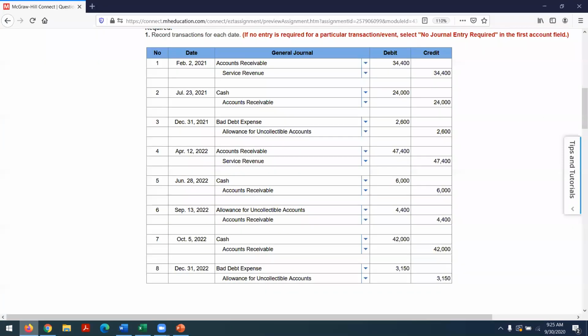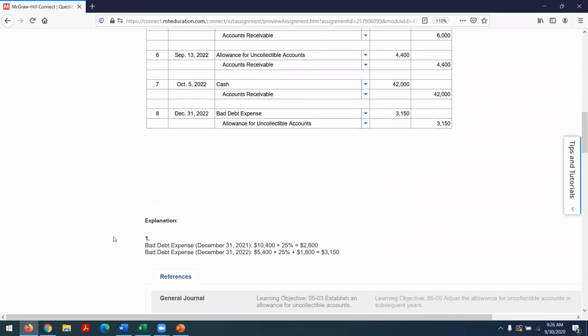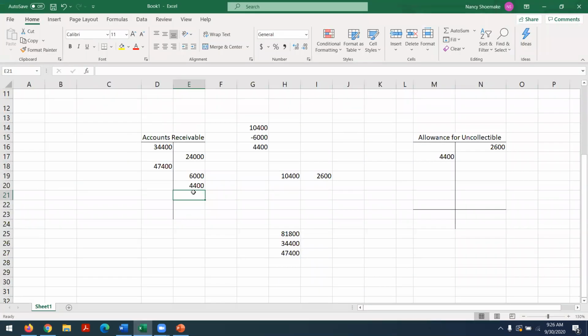Okay, now it says we've collected cash from our sales, received $42,000 from customers for services provided in 2022. Debit our cash of $42,000, credit our accounts receivable for $42,000. So we have remaining here the $47,400 minus we've collected $42,000 in this year, which means we have $5,400 that's outstanding. Okay.